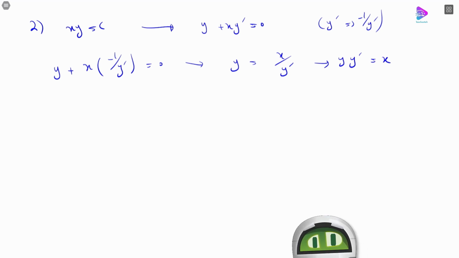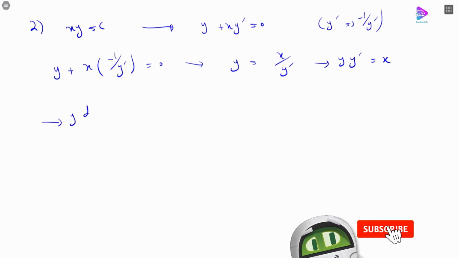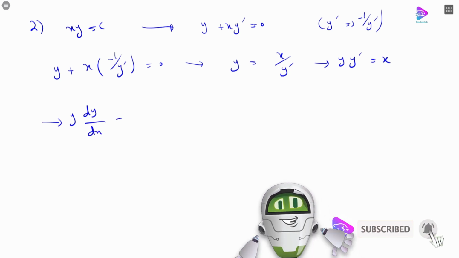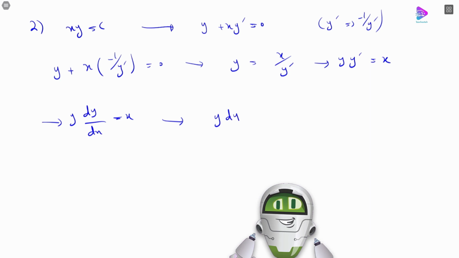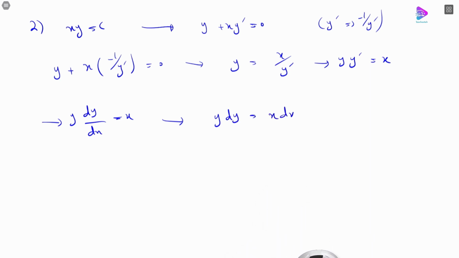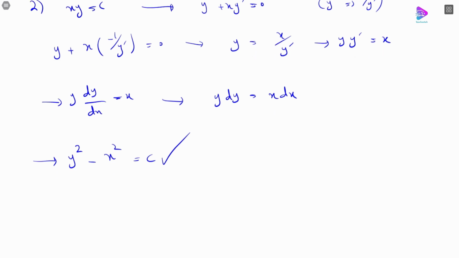So y dy over dx is equal to x, and therefore we can say y dy is equal to x dx, and this gives y squared minus x squared equal to c. So this is our family of curves, or our orthogonal trajectories. Let's take a look at another example.